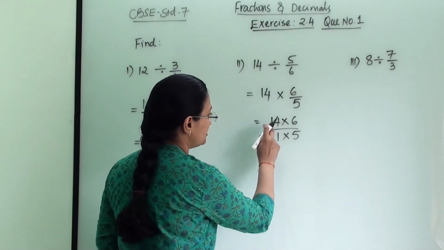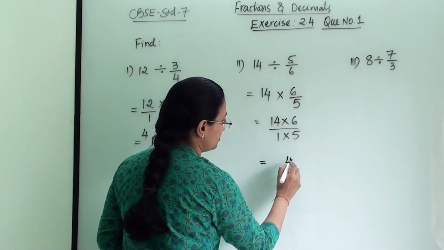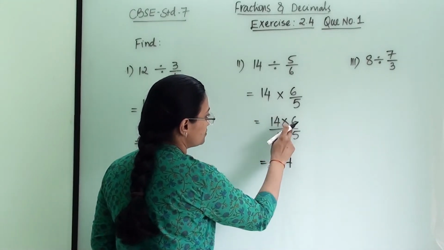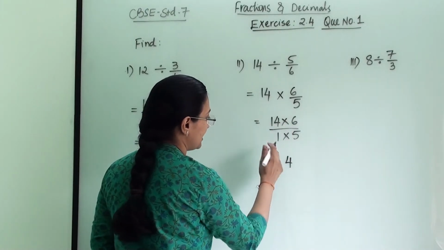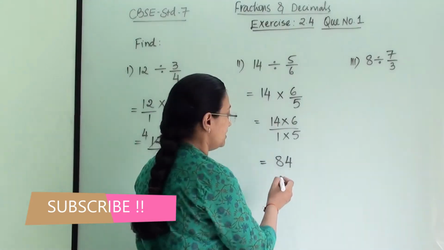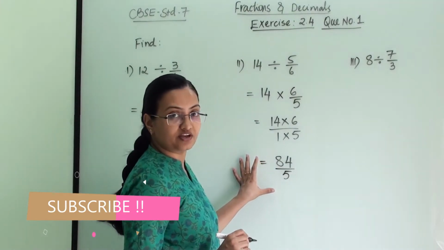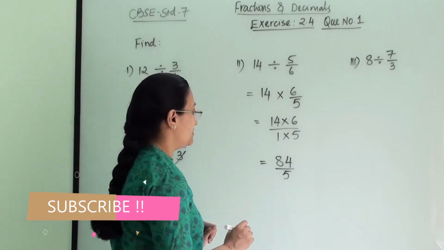So 14 into 6. So 6 4s are 24. And 2 will come here. So 6 into 1 is 6, and plus 2, so it is going to be 8. So 84. In the denominator, the 5 will be there. Now this is an improper fraction. We have to convert this into a mixed fraction.